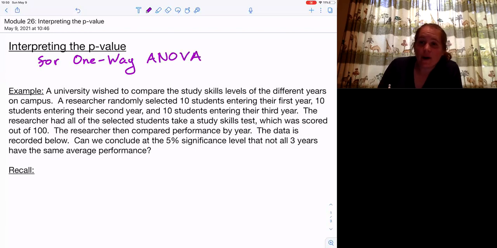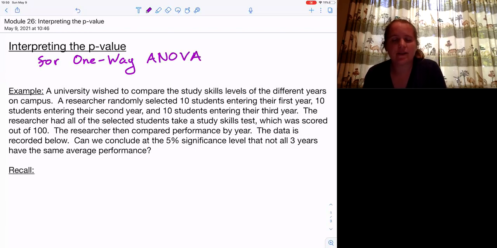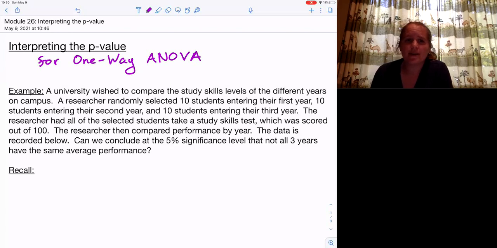So we're going to continue on with the same example I've been using for all the Module 26 videos. A university wished to compare the study skills levels of the different years on campus. A researcher randomly selected 10 students entering their first year, 10 students entering their second year, and 10 students entering their third year. The researcher had all of the selected students take a study skills test, which was scored out of 100. The researcher then compared performance by year. The data is recorded below. Can we conclude at the 5% significance level that not all 3 years have the same average performance?